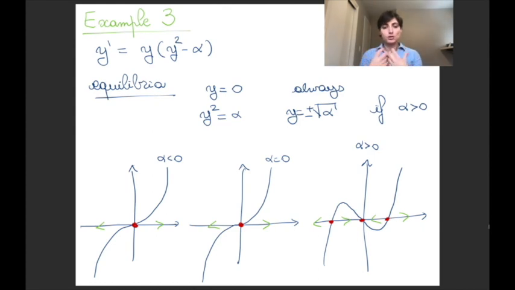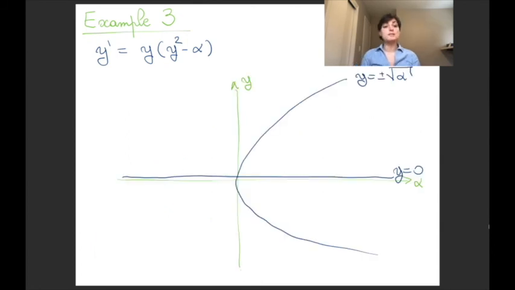If we want to draw all of this information together in a bifurcation diagram, what we see is this. On the horizontal axis, we have alpha. On the vertical axis, we have y. Horizontally, we have always the equilibrium y equal to 0. And then we have a parabola with respect to alpha. That is, the equilibria plus or minus square root of alpha that appear only for alpha positive.